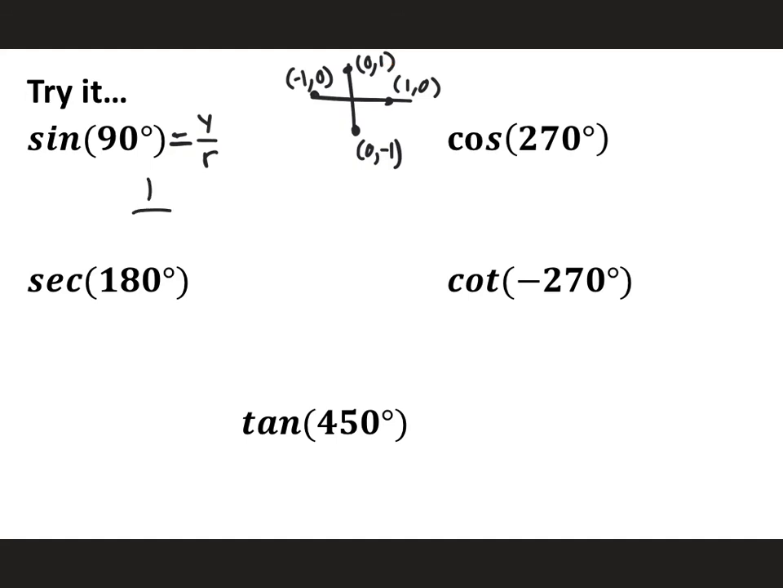And we said for our quadrantals, we're going to make our r value 1. So 1 over 1 equals 1. Cosine of 270 degrees. So 270 degrees is down here. Cosine is going to be our x value over our r value. Down here at 270 degrees, our x value is 0. Our r value, we said we're going to make 1 for all of these types of quadrantal problems. So 0 over 1 equals 0. So the cosine of 270 is 0.